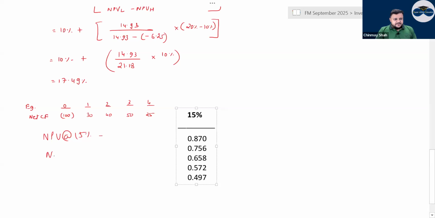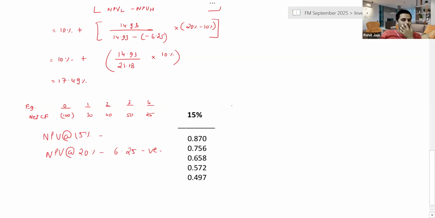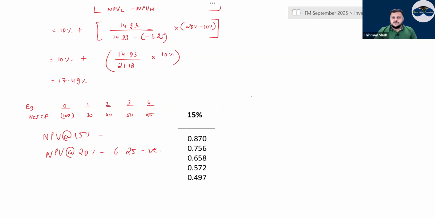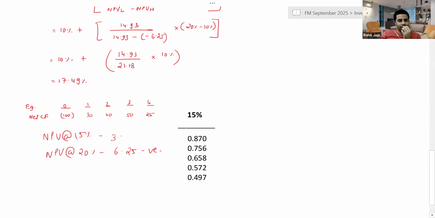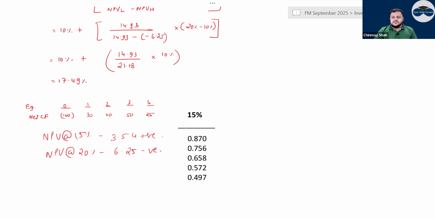Already you have NPV at 20%. How much will NPV at 20% be? Negative. 6.25 negative. Yes. How much will it be at 15%? It has to be somewhere positive. 3.54 positive. Yes, correct. Everybody okay with this?